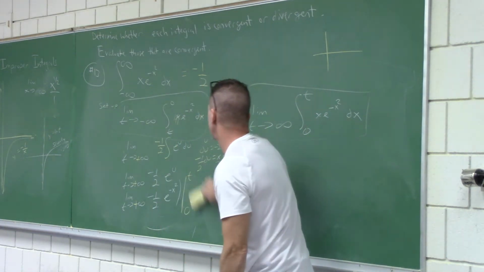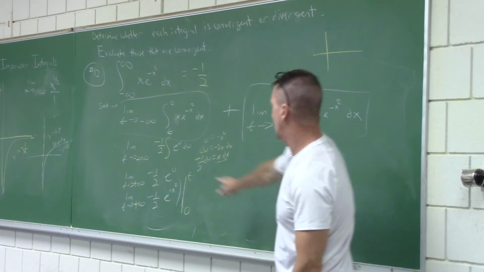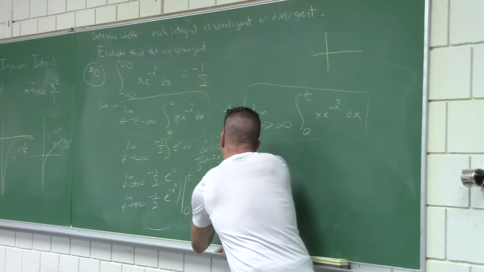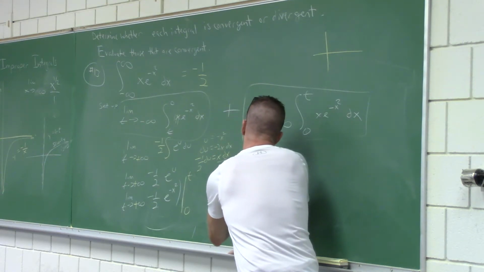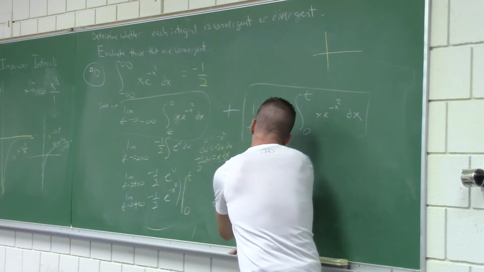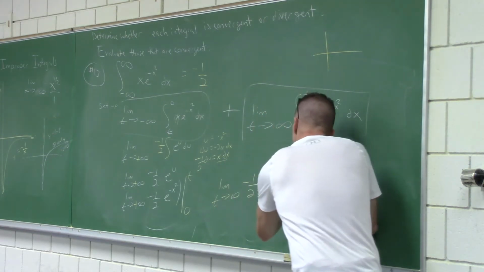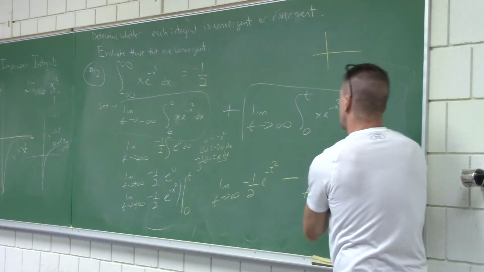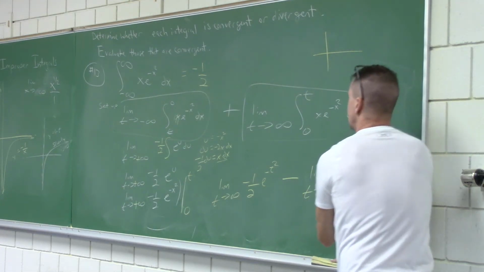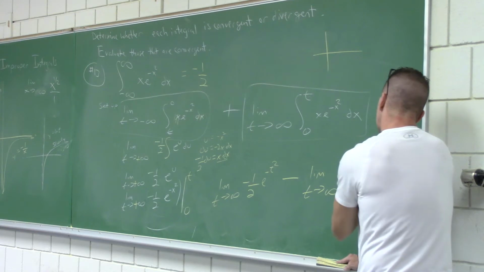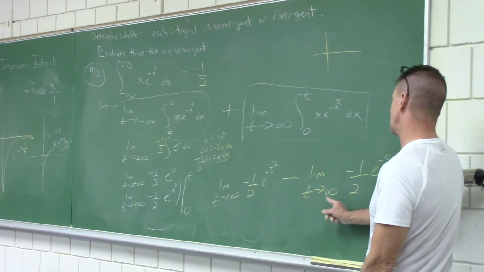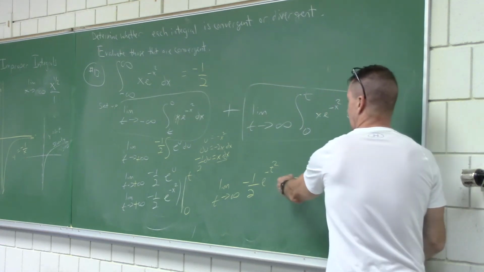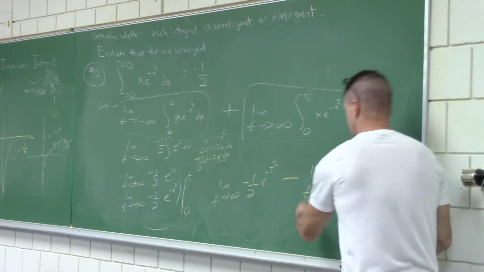How does this play out? That's a positive infinity. I would get the limit as t approaches positive infinity of -1/2 e to the negative t squared, subtract the limit as t approaches positive infinity of -1/2 e to the -0. Start with the easy part. What's that number? That's -1/2, and what's the minus of a -1/2? Plus. So this is +1/2.